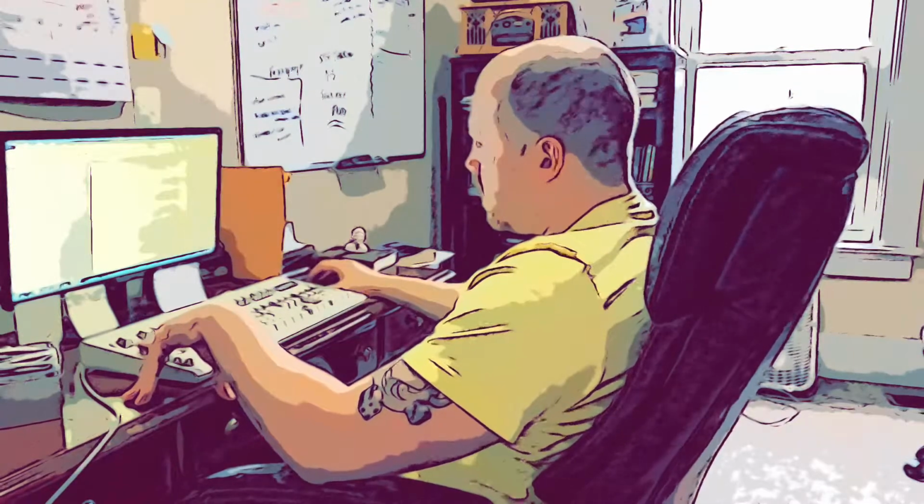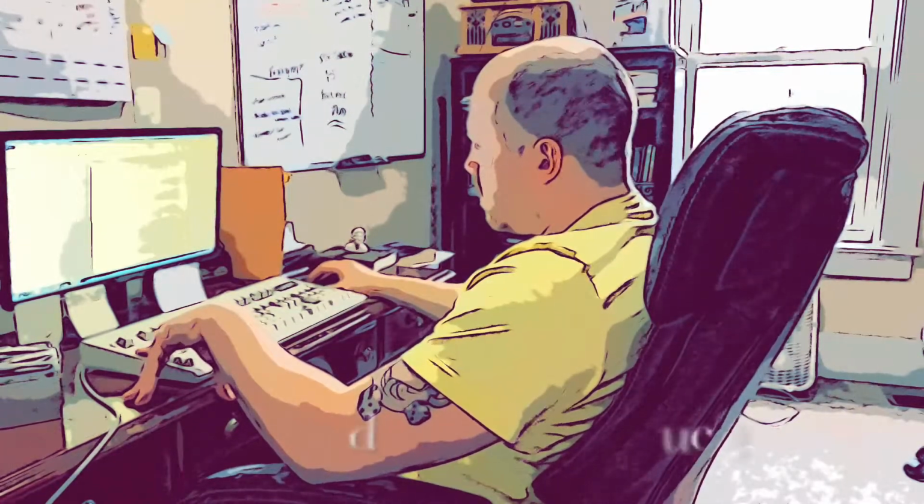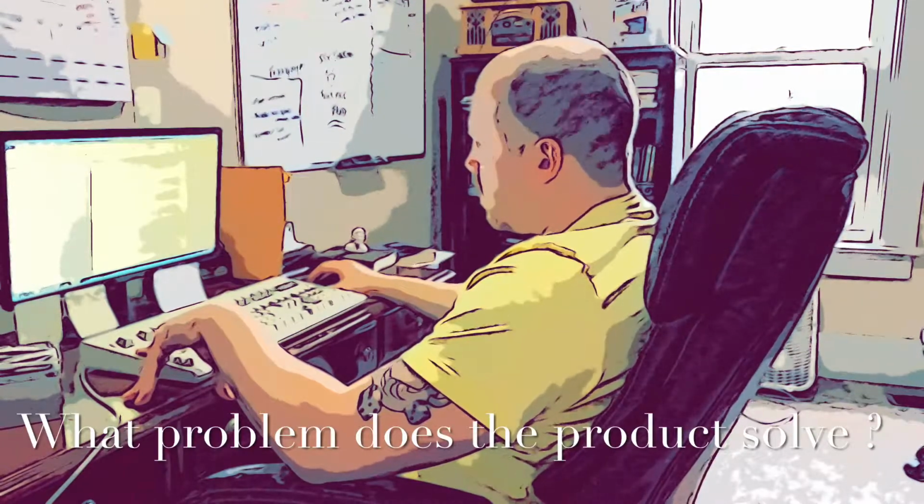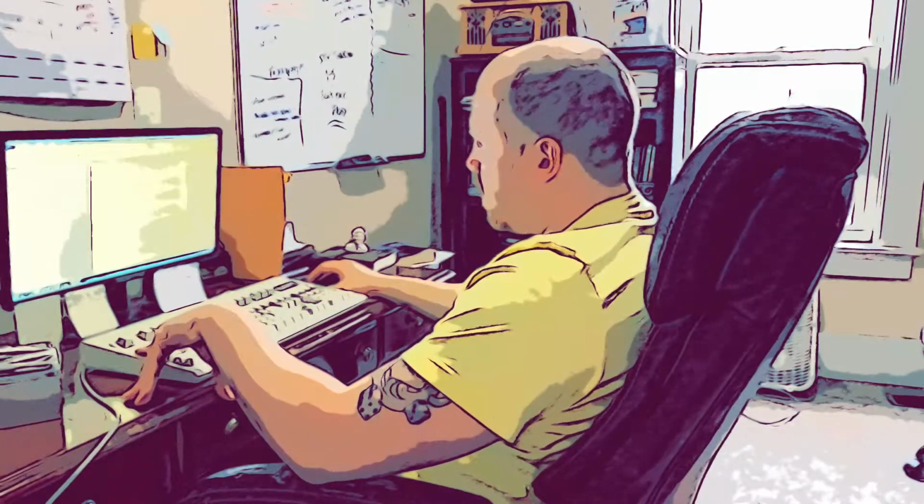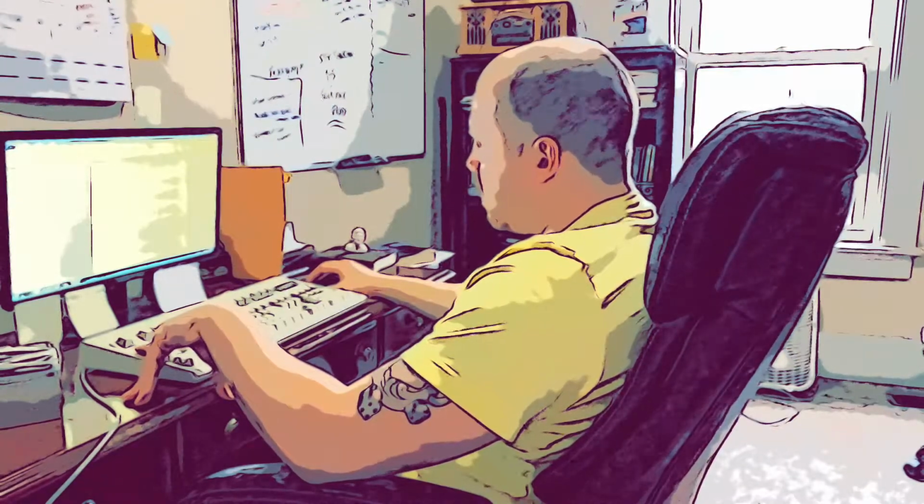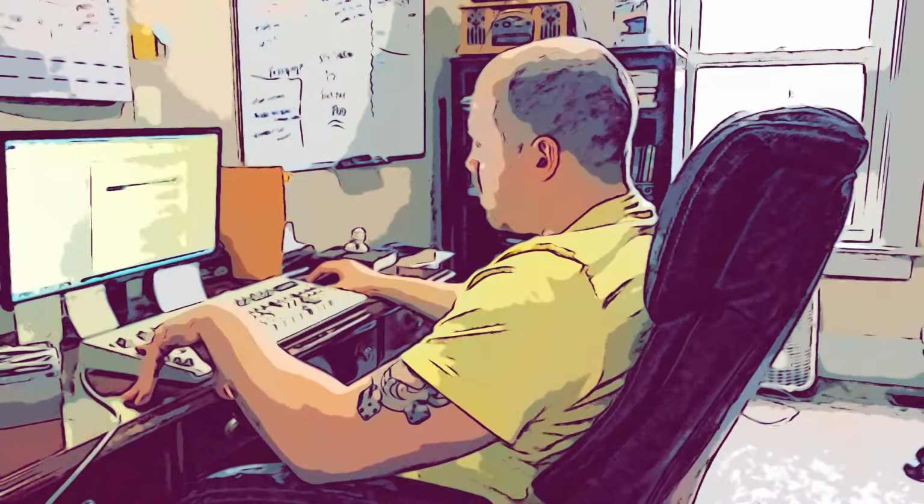And then the final item is, what problem is the product solving? In other words, if you read this for the first time, fresh, would your ideal consumer understand why they need the product, why they need the service, why this is going to be of benefit to them?